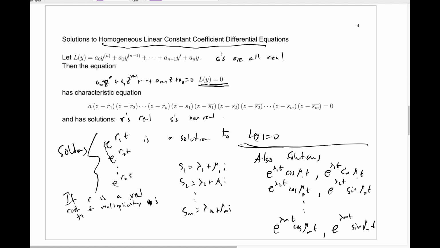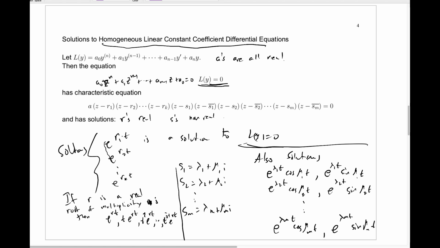Then it's true that e to the rt is a solution, but so is t e to the rt, and so is t squared e to the rt, all the way up to t to the j minus 1 e to the rt. So if you have a root of multiplicity 6, you'll get 6 distinct solutions here, each one with a higher power of t multiplying it. And those will all be solutions.